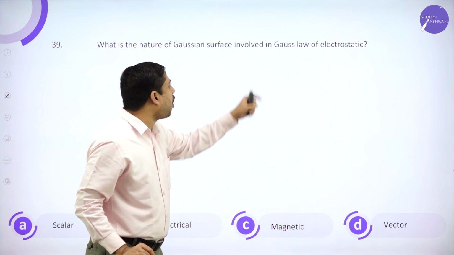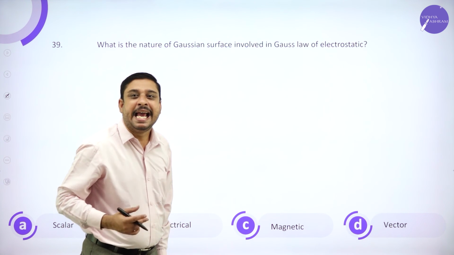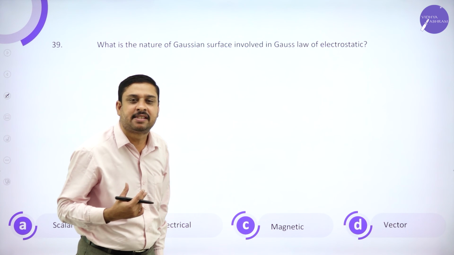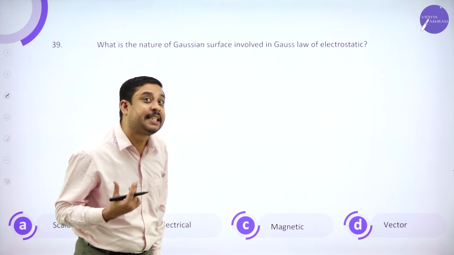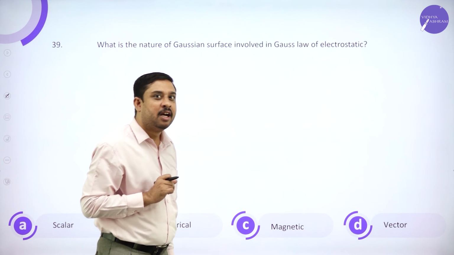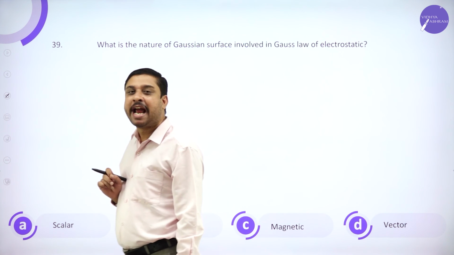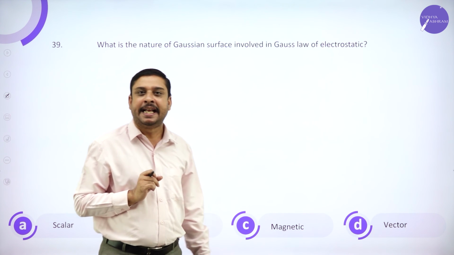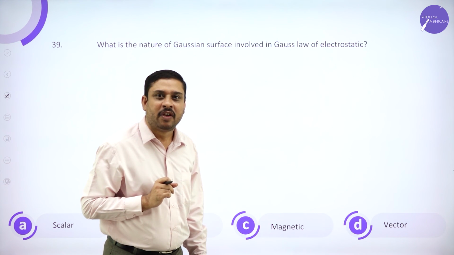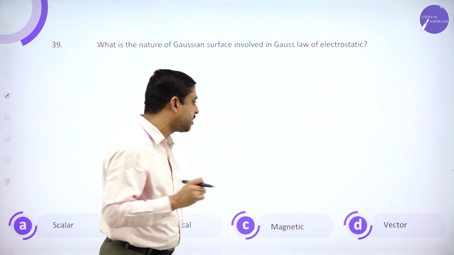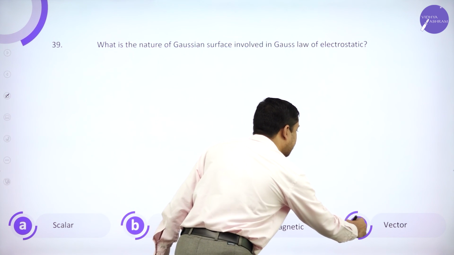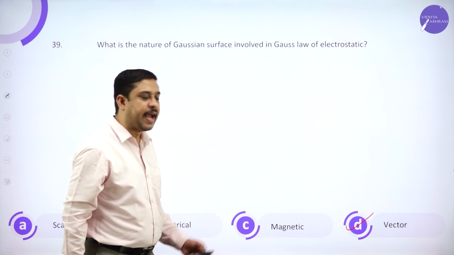What is the nature of Gaussian surface? Do you remember the area vector of any Gaussian surface? All the 3 applications of Gauss law: straight wire, plane sheet, spherical shell. We call something as area vector. So Gaussian surface is always a vector.